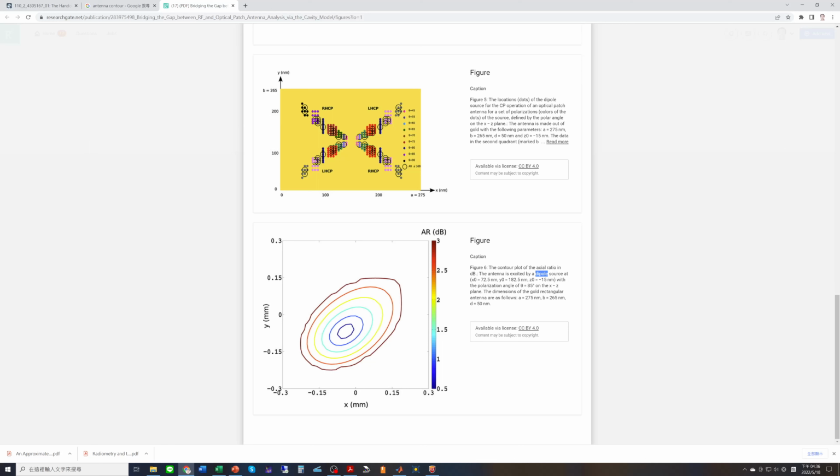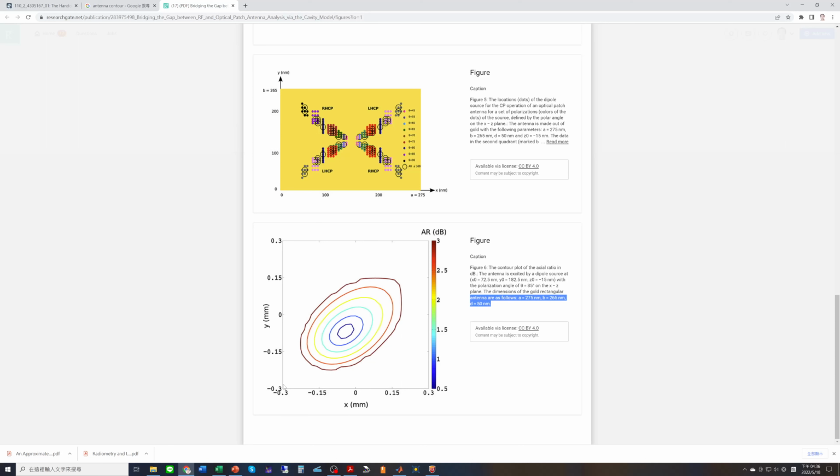With the polarization, we will introduce what polarization is later in the handout. The angle of theta is on the xz plane. The dimensions of the rectangular antenna are as follows: A, B, D, etc. So let us see. This is a contour plot.